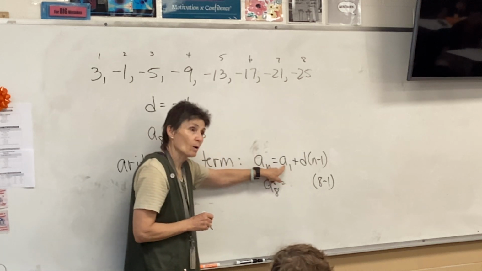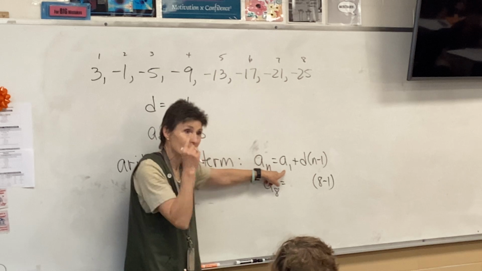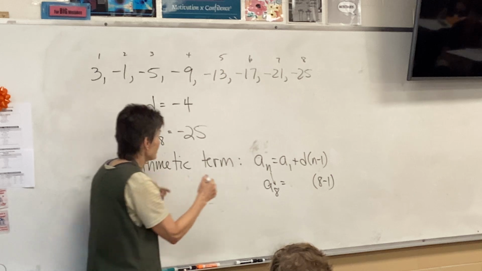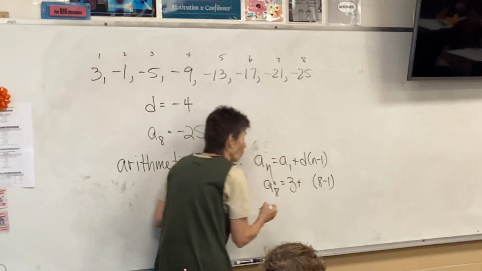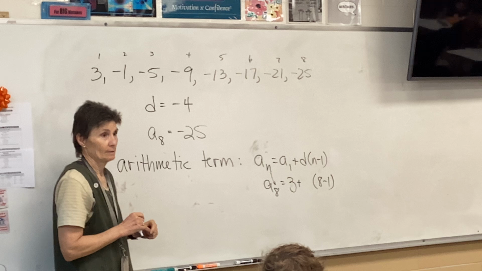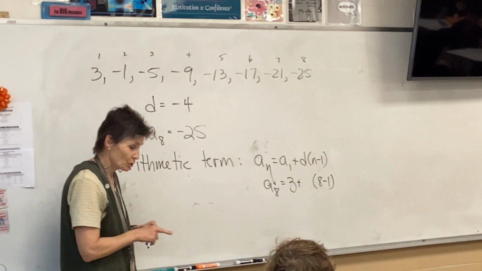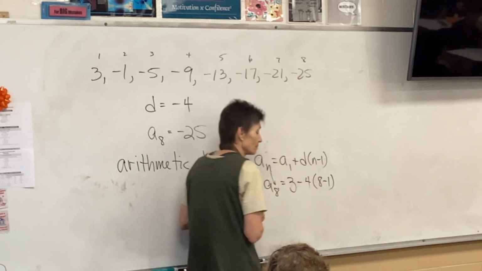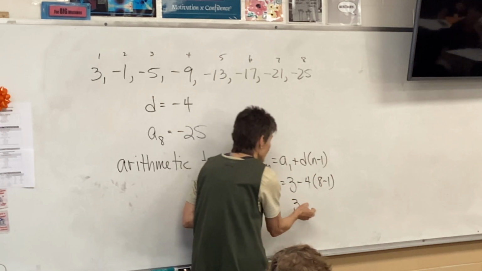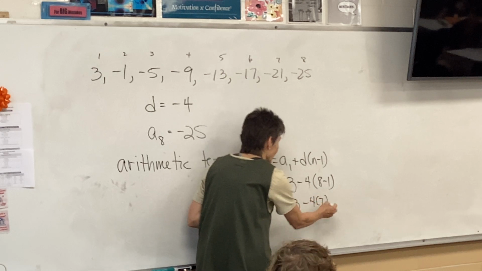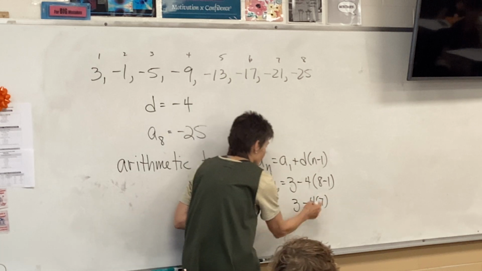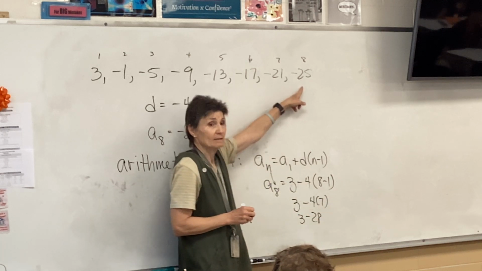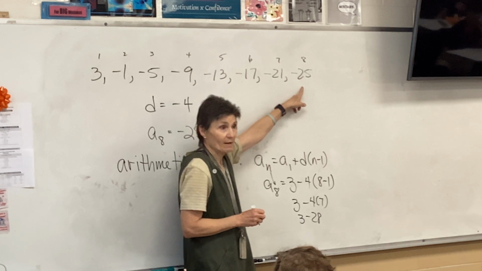What does this stand for? A sub 1 means the first term. And we know the first term is 3. What does d stand for? The common difference, which you have already figured out, is -4. So 3 minus 4 times 7 is 3 minus 28, which is indeed -25.